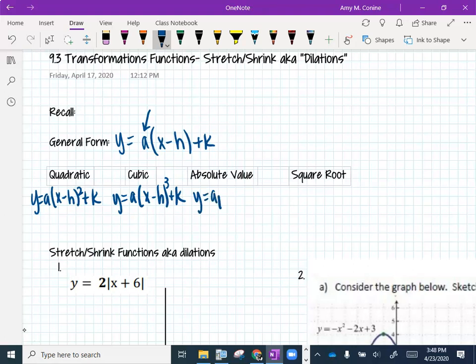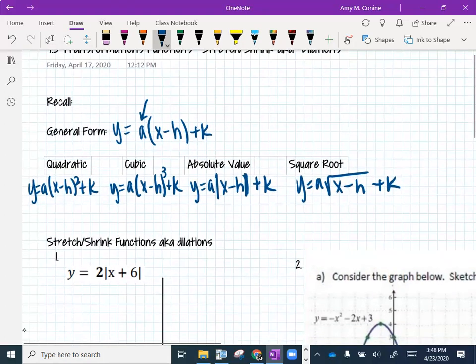I know we have them in a few sections of our notes, but that's always good to write because these are the ones that you see a lot when you're working on this stuff. So we've got all those here. We're going to be dealing with a, that's your stretching and shrinking.